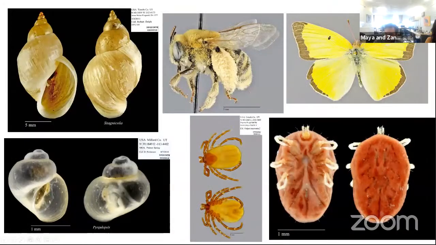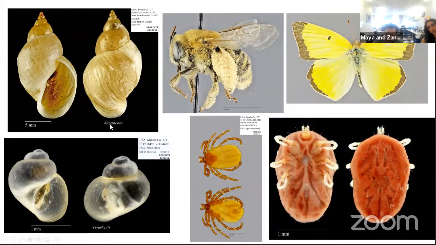So here are some examples of the insects, arthropods, and even mollusks that we've imaged from Dugway Proving Ground. There are a variety of different habitats on Dugway Proving Ground. It is a large expanse of territory. So there are very small spring snails that you can find in that area, and they sometimes live in moss or in the soil if the moisture levels are right.